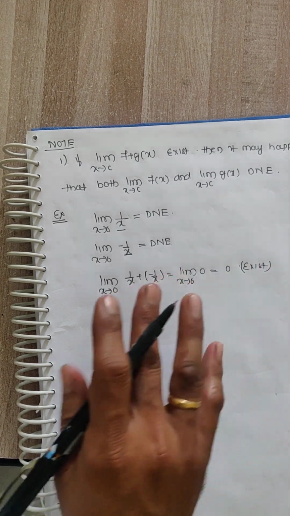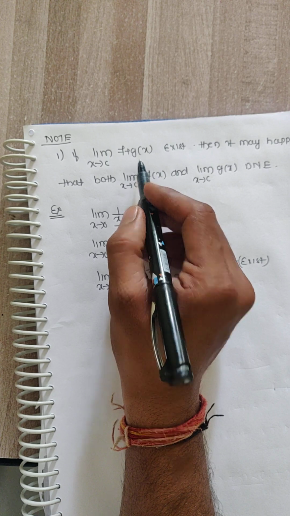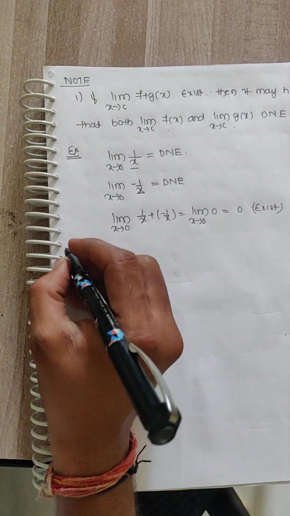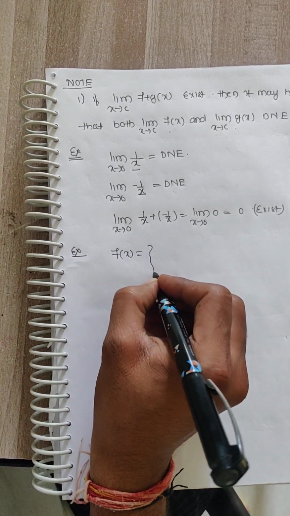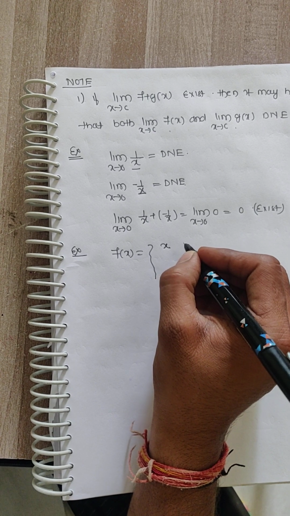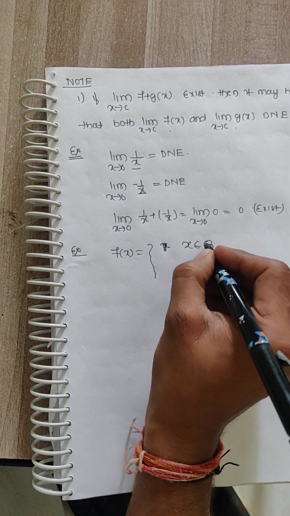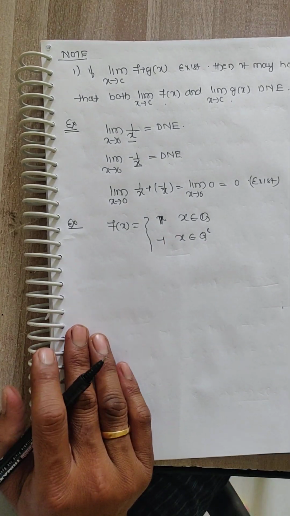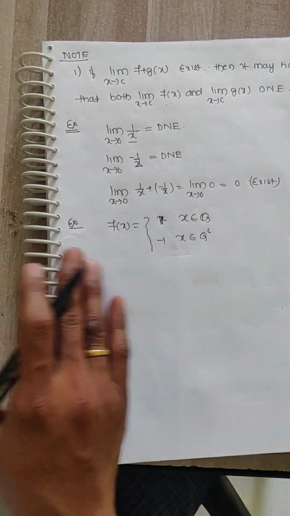So I am just giving a simple example where the limit of the sum function exists, but the individual limit does not exist. We can give more examples right here. Suppose the discrete function f(x) is equal to 1 if x belongs to rational numbers, minus 1 if it belongs to irrational numbers. We can prove that the limit does not exist at any point of the real numbers, at any point.